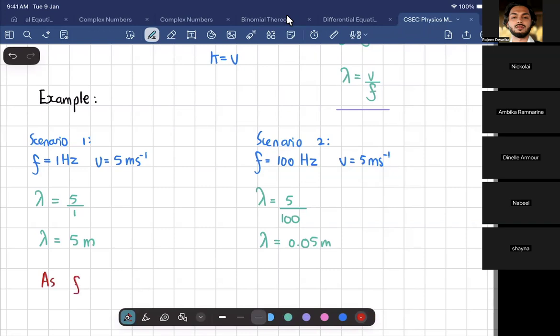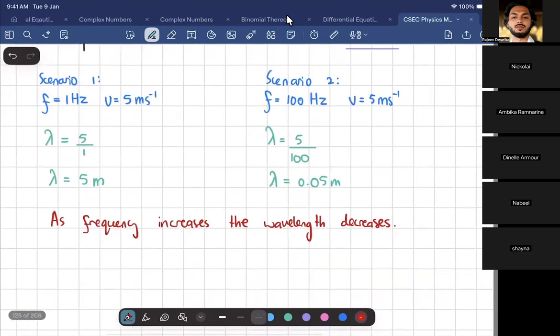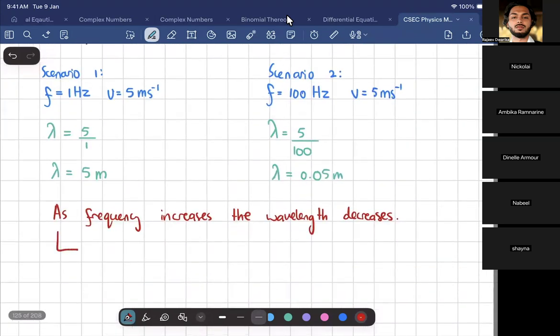All right, so as frequency increases, what happens to the wavelength? Decreases. And do you understand why I'm saying that this is an inverse relationship now? Yeah, I understand, because if one is going up, the other one is dropping, right?